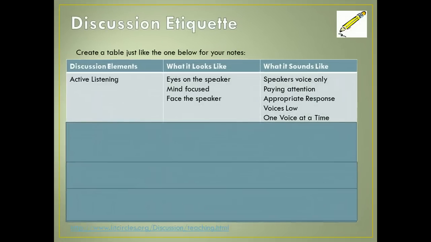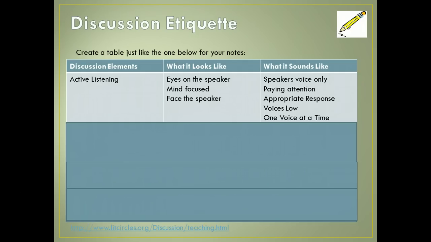So now let's go ahead and make a table in our notes with 3 columns, and then there's going to be several things that you're going to write down. The first column has discussion elements, and then the column for what it looks like, and then also what it sounds like. I just want to go through some of the pieces that are my expectations for a group discussion.